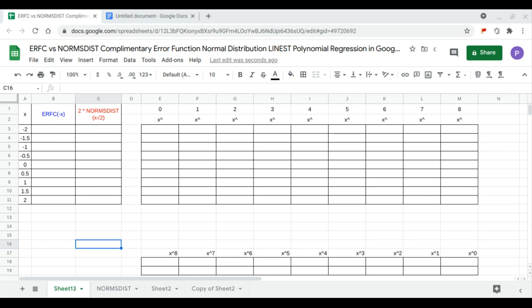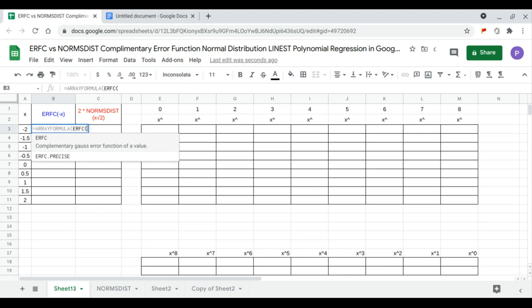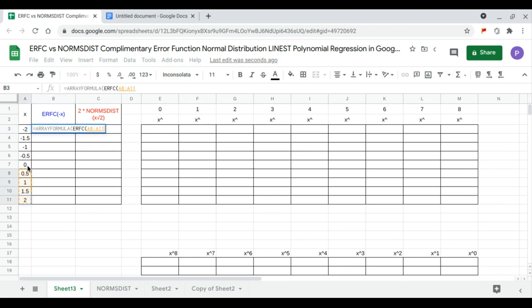In this video, we show the relationship between the complementary error function and NORMSDIST function. We begin with the complementary error function. Array formula, ERFC of the x values.